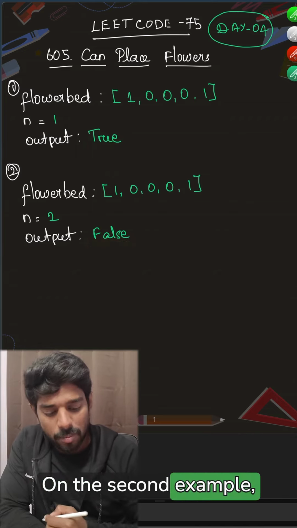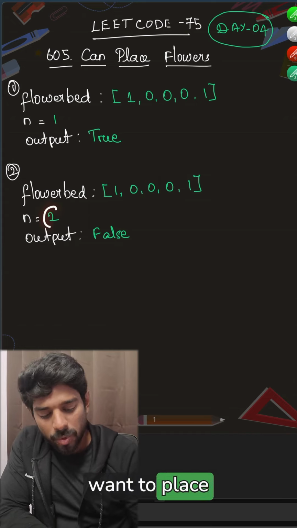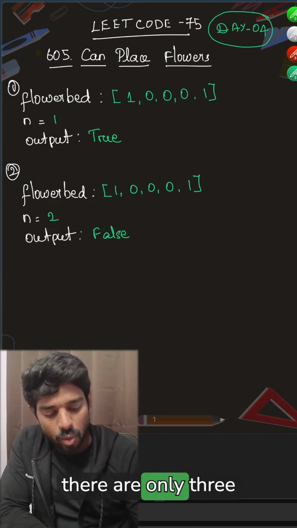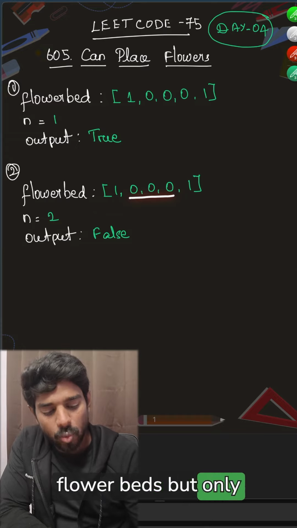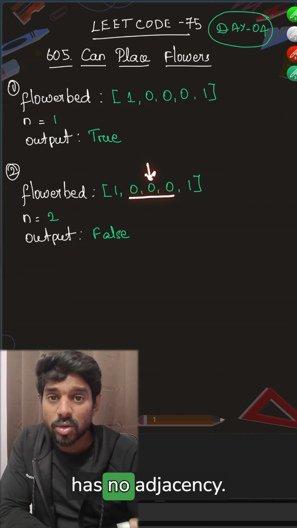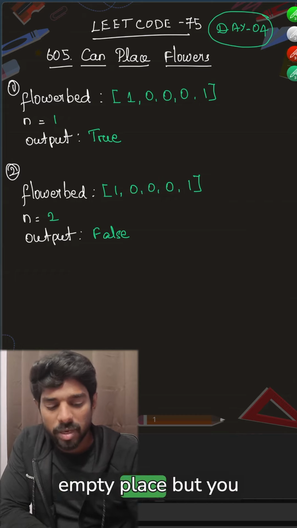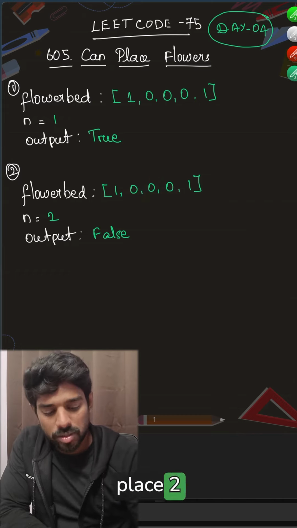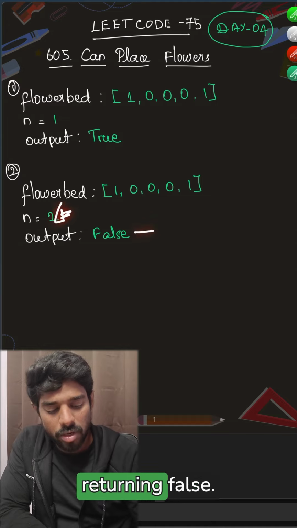In the second example, you can see you want to place two flowers, but there are only three flower beds, and only one flower bed which has no adjacency. You have only one empty place, but you are supposed to place two. That's why you are returning false.